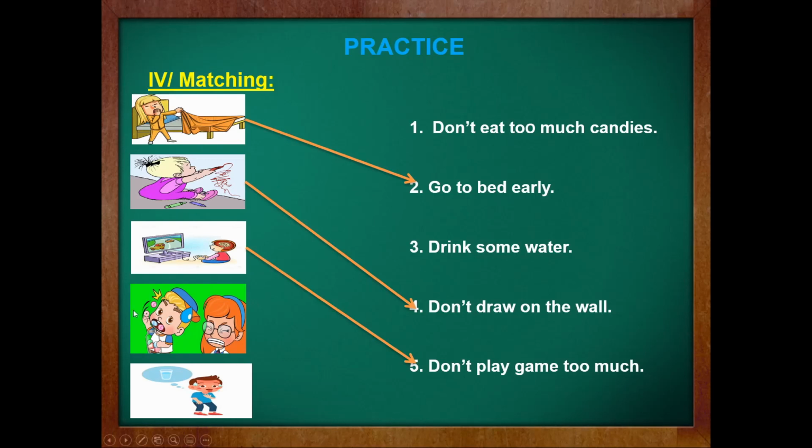The next picture. Look at the baby and the girl here. She's upset. We can say, don't eat too much candies. Very good. Now repeat after me. Don't eat too much candies. And the last one. Look at the boy. He's so thirsty. We can say, drink some water. Repeat after me. Drink some water.